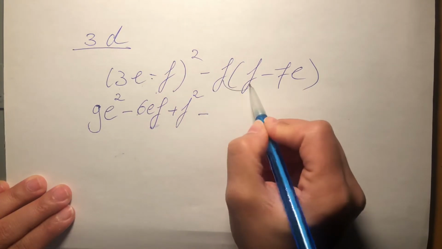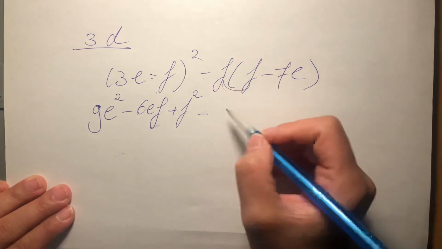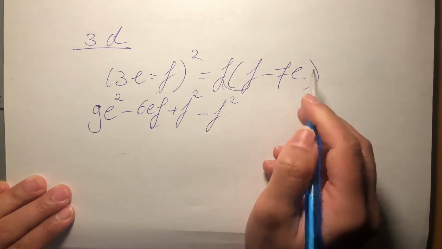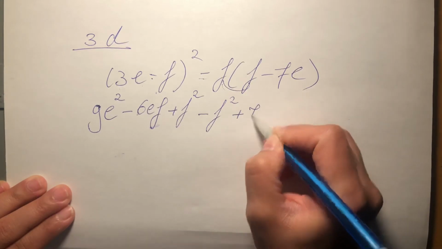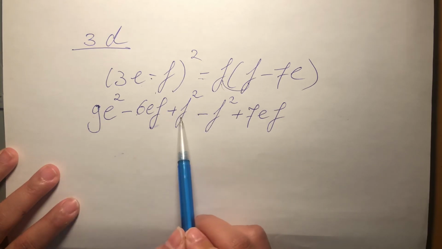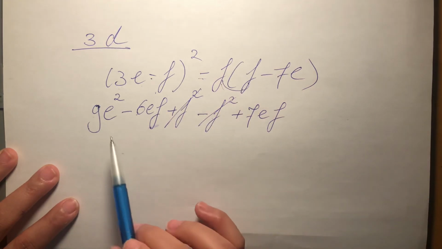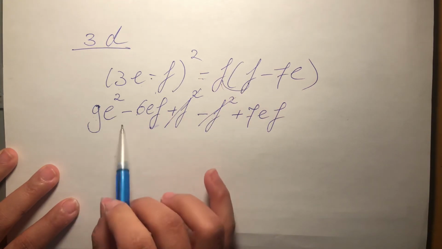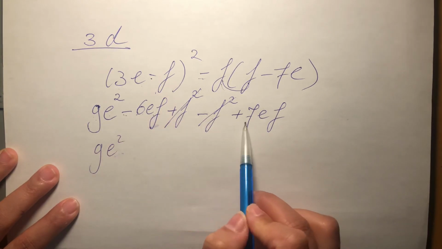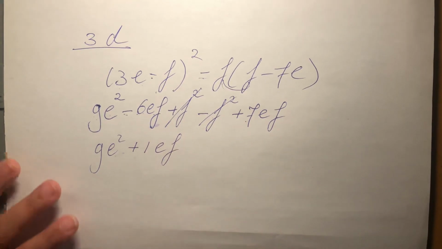Multiplying this out, negative f times f becomes negative f to the power of 2. Negative f times negative 7e becomes positive 7ef. Let's put them together, the like terms. Look at the f squared minus the f squared. So this will become 0. 9e squared, this one stays because there's nothing else like that. This one, minus 6ef plus 7ef becomes plus 1ef. This is your final answer.